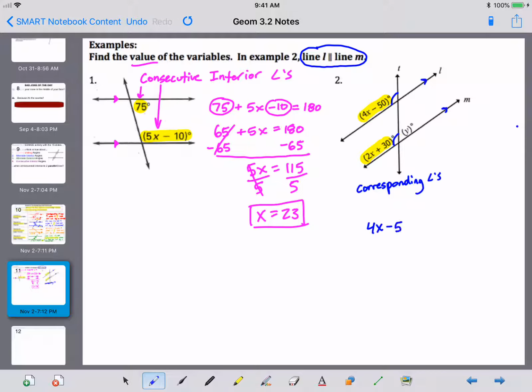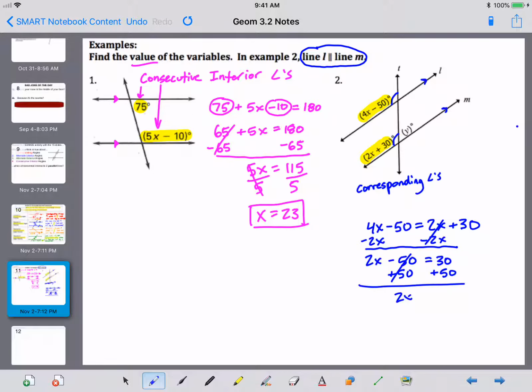That means 4x minus 50 is equal to 2x plus 30. So let's use some algebra here to solve for x. I'm going to start by subtracting the 2x from both sides. Then we end up with 2x minus 50 equals 30. Go ahead and add the 50 to the other side. And we end up with 2x equals 80. So if we divide by 2, x is 40.